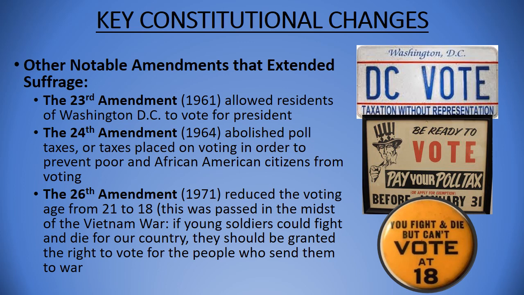And the 26th Amendment in 1971, this was during the Vietnam War and the draft. So this reduced the voting age from 21 to 18 because there were 18-year-olds being drafted and sent off to fight the war. And the argument was, if you are old enough to fight and possibly die for your country, you should most definitely be granted the right to vote for your legislators.